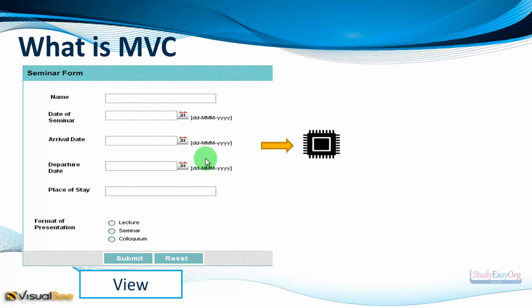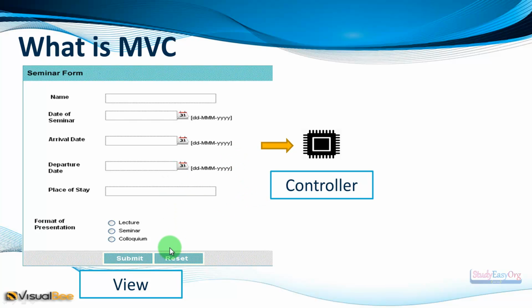And if we talk about this particular form, there could be some processing required. For example, if we submit a form with an invalid date format, some processing is required in order to tell the user that the date format is not proper, and that processing needs to be done by a mechanism which is nothing but the controller. So all the business logic implemented in the MVC pattern would be handled by the controller.